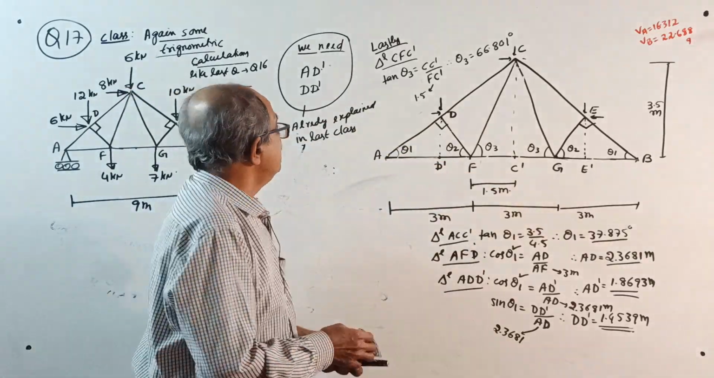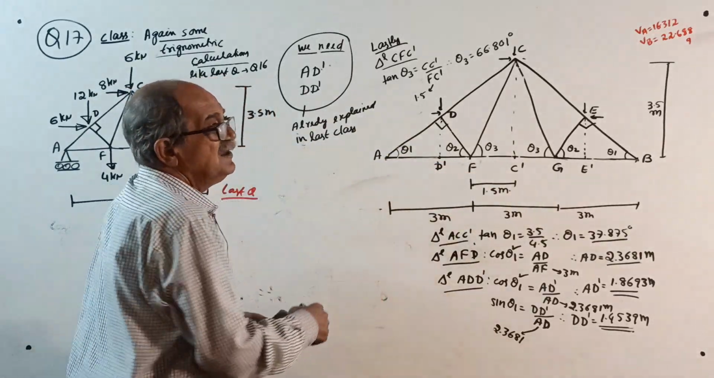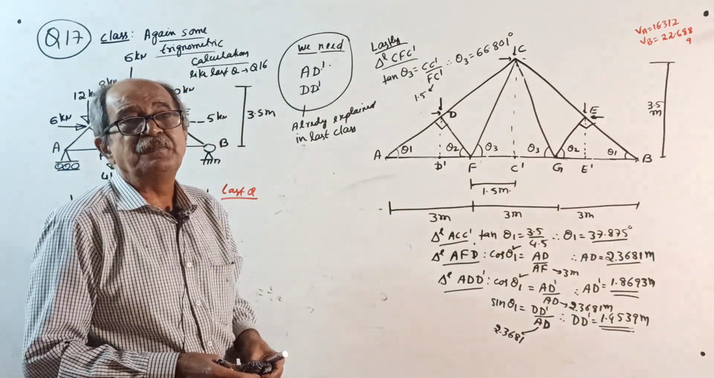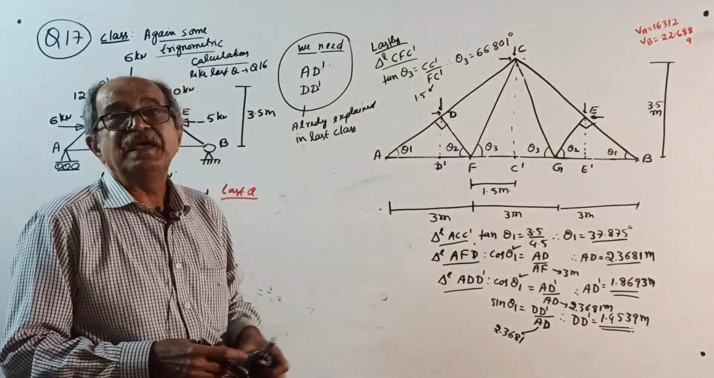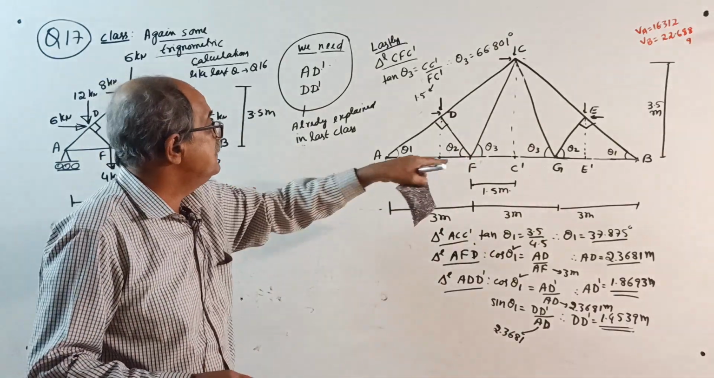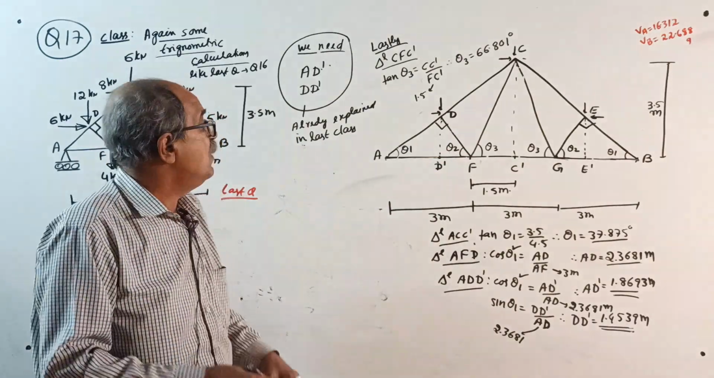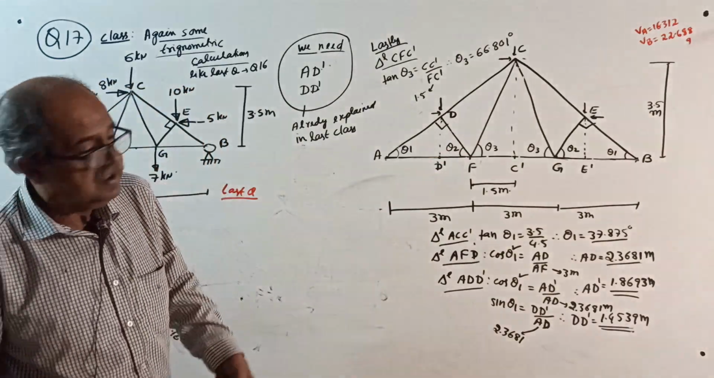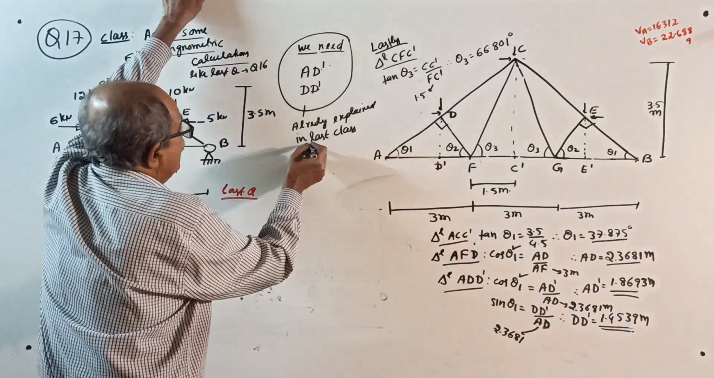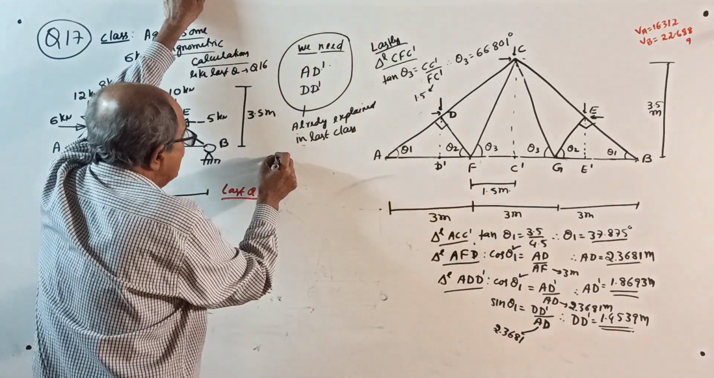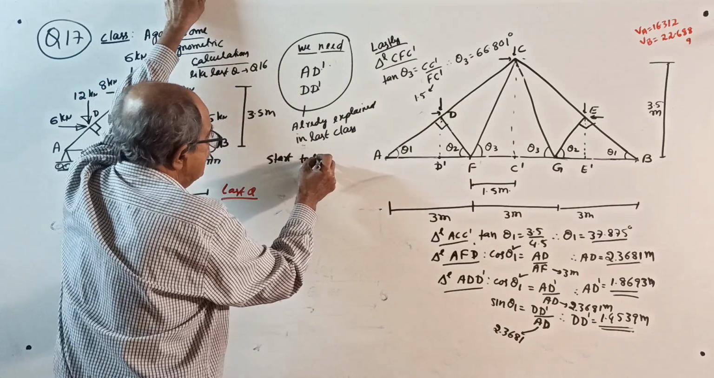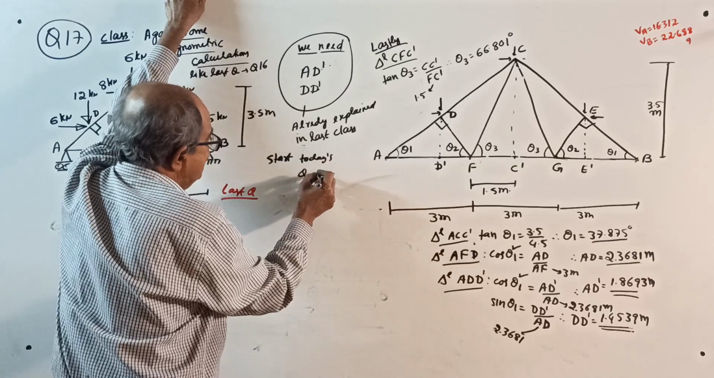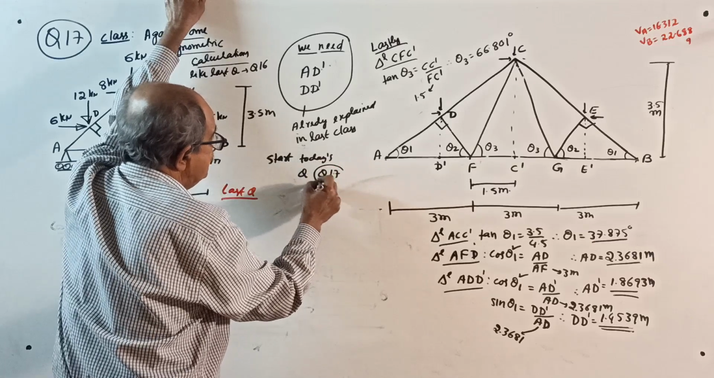Now a fresh start. Those who had difficulty understanding all these concepts, like this angle should be equal to that angle: trigonometric calculation was not required last time, but this time it is required. Now do one thing. Now start today's class question. That is question 17.